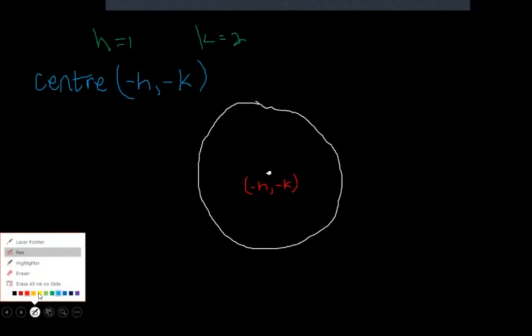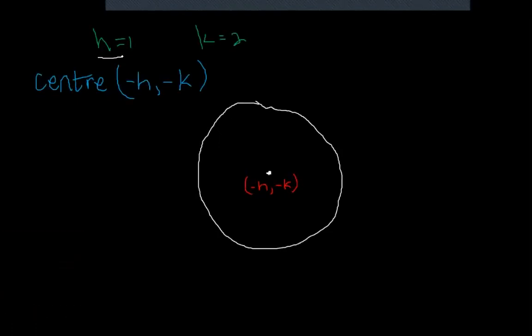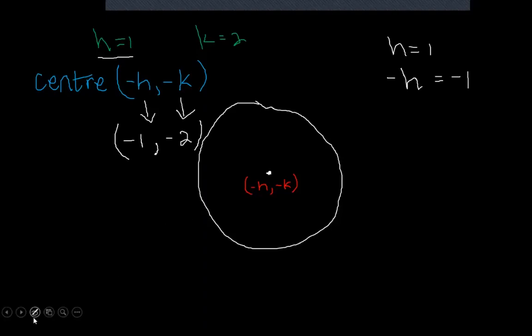We already know, looking up here, that h is equal to 1. So if h is equal to 1, that means that minus h has to be equal to minus 1. Anybody who doesn't understand how we got that? If h is equal to 1, we need to multiply this side by minus 1 as well. So minus h is minus 1. If k is 2, that means that minus k is minus 2. And that's why the answer for this question, if they wanted me to find the center, would be minus 1, minus 2. That's the coordinates for my center. Everybody good with that?